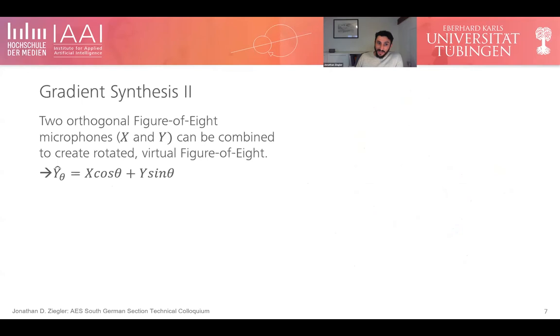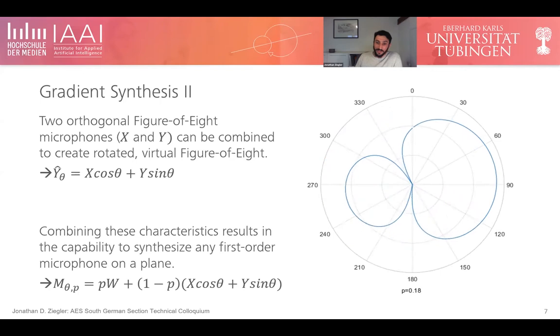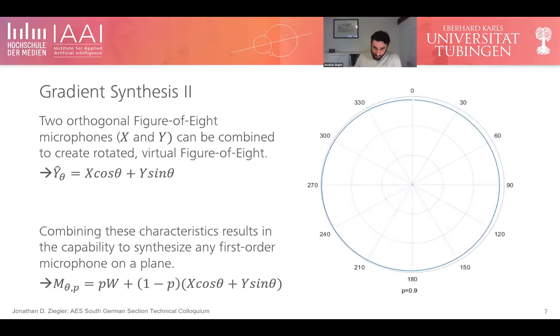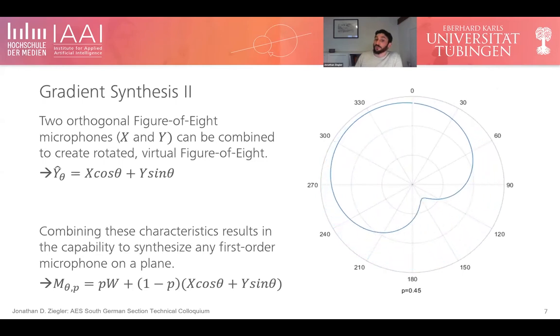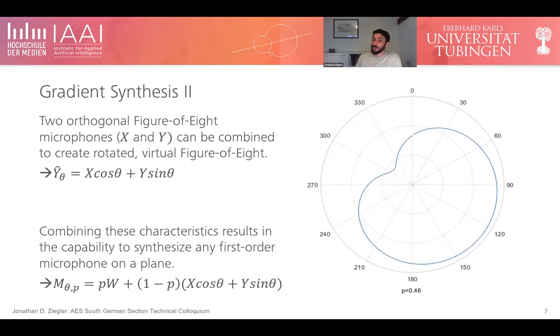The second step is that if you combine two coincident orthogonally placed figure of eight microphones, you can create a virtual rotated figure of eight that is on the plane that these two microphones span. So by combining these two effects, we can now synthesize any first order microphone beam aimed at any direction on this horizontal plane spanned by these two figure of eight microphones. So this is essentially the first step to create our beamformer. We now have the ability to aim our beam at any direction we want.